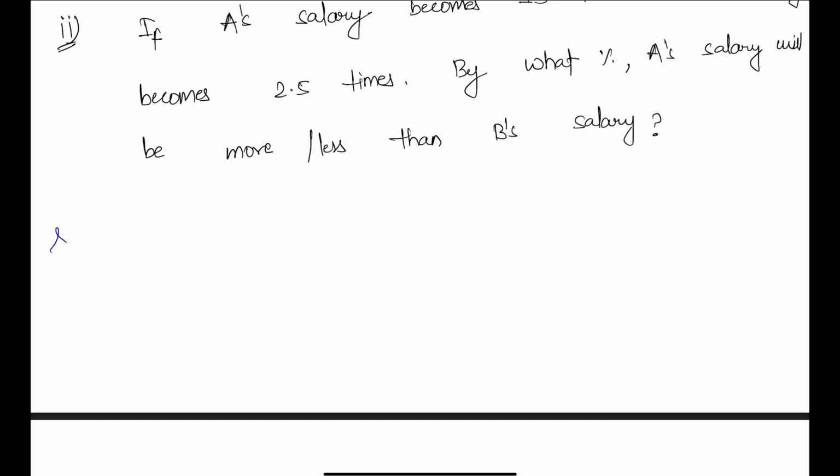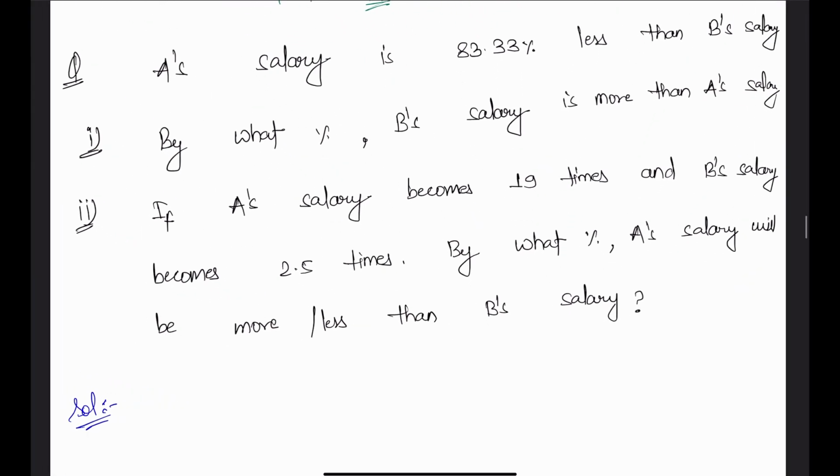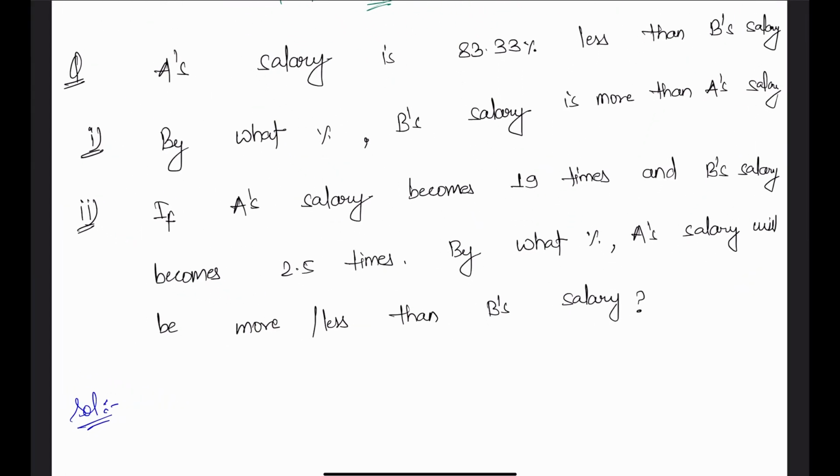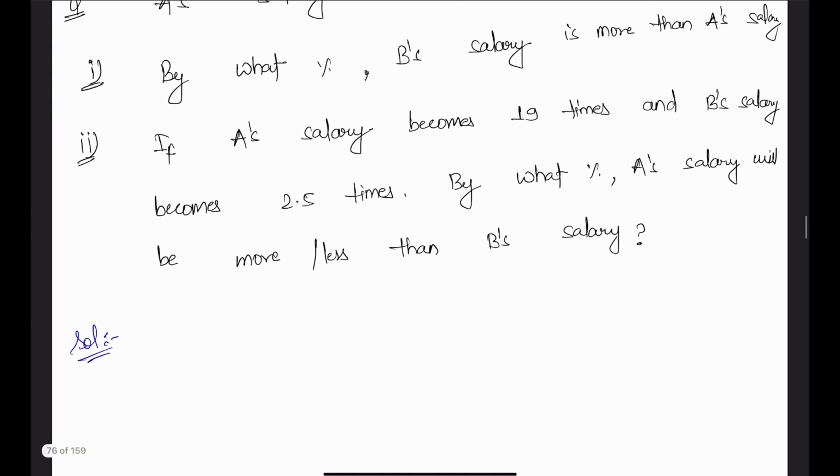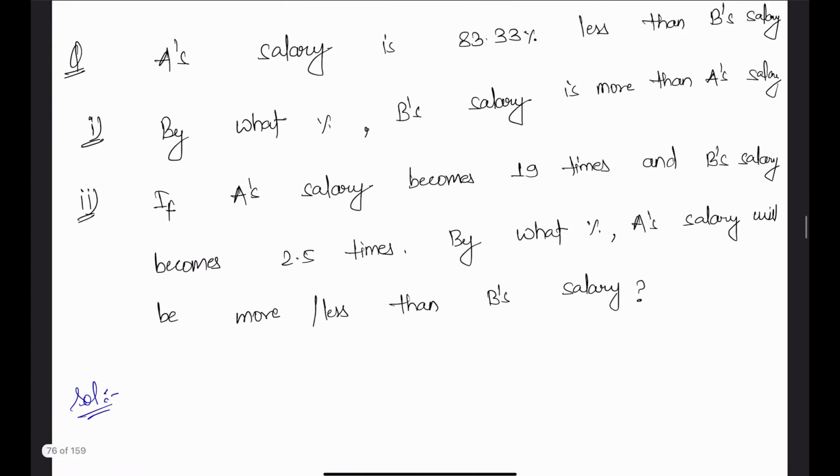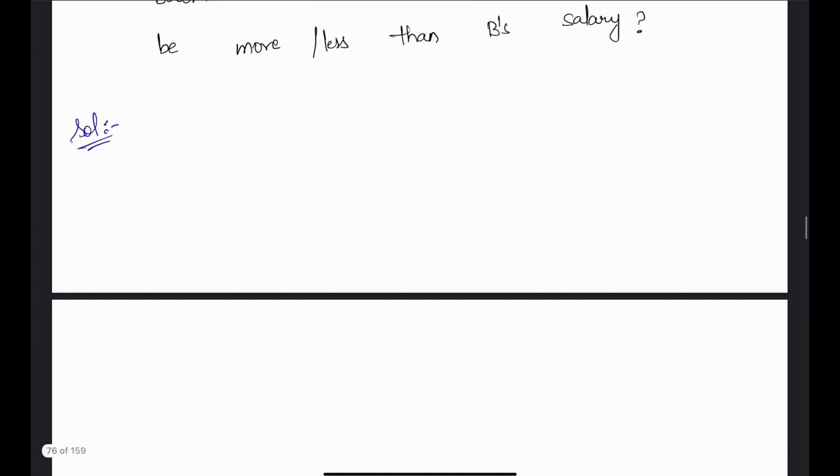Great question again. First thing first, the question said that A's salary is less than B's salary by 83.33%. So A's salary is less, same concept, nothing more. A, B: above green, below red.